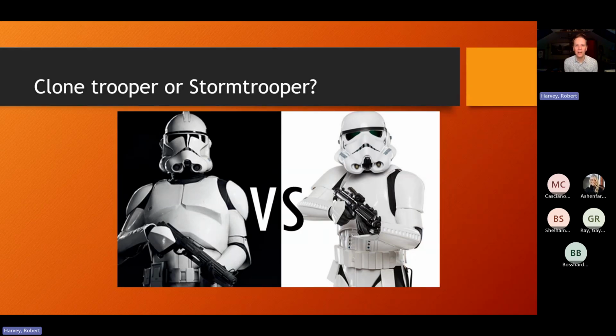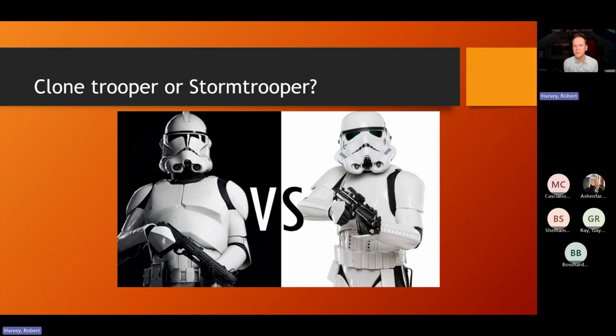So they are written the same way that they are presented. The clone trooper is on the left and the stormtrooper is on the right. And you might be thinking, Rob, these look the same to me. Or you might be thinking, oh, I do notice some differences. And some of those differences that you notice might be the actual stimuli that you should be noticing, and some of them might not be. So I'm going to teach you the really easy way to determine if it's a clone trooper or stormtrooper.